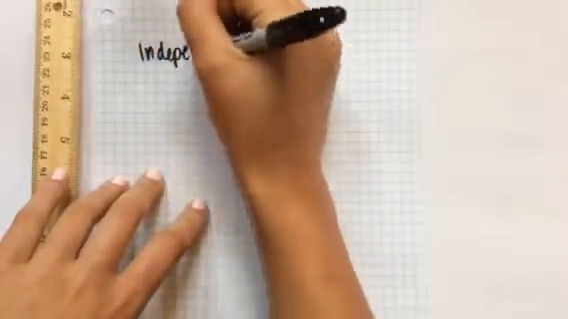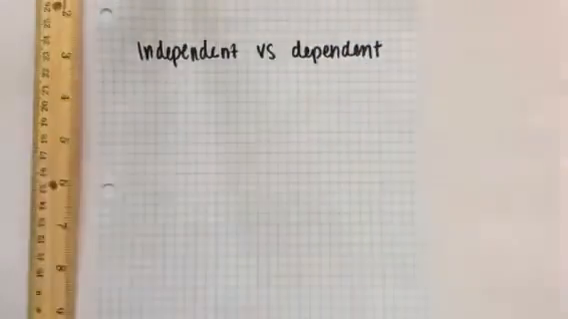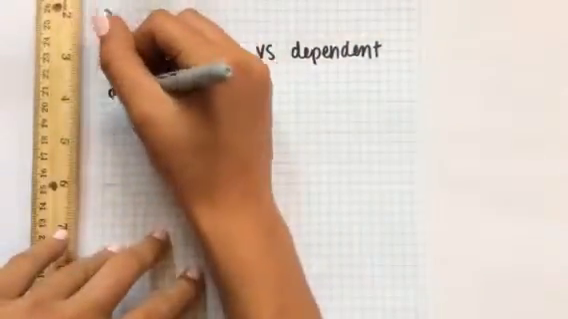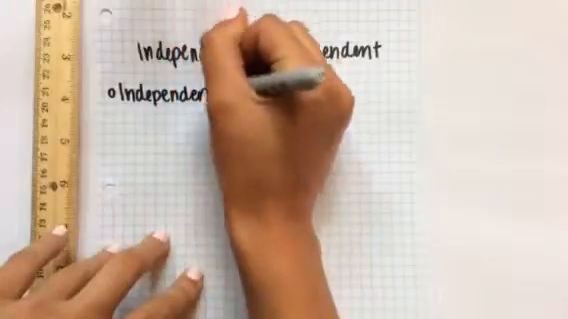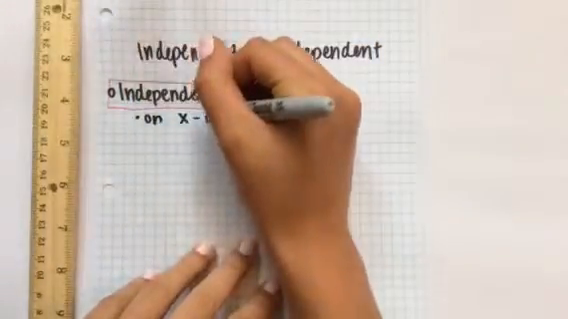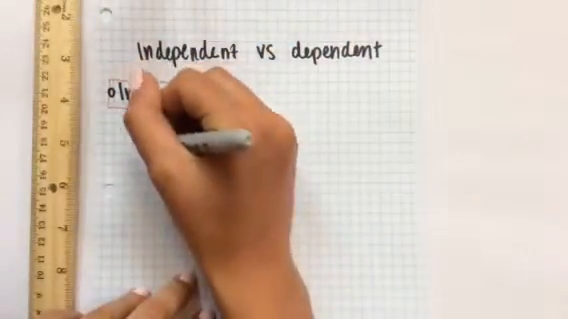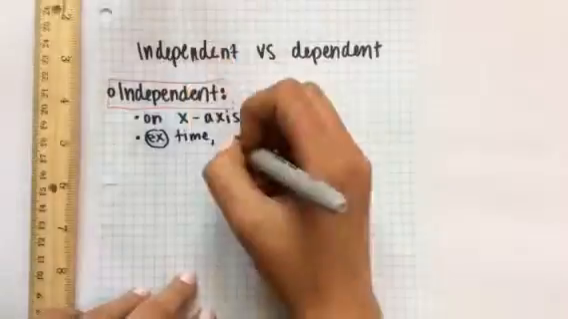Now let's look at the difference between independent and dependent variables. Independent variables are always found on the x-axis. A common independent variable used is time.